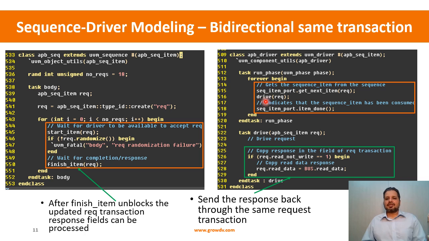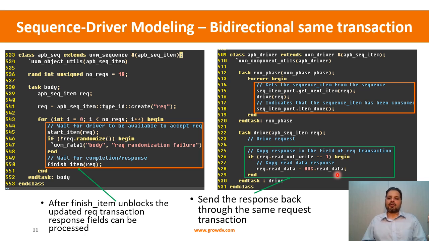What happens is in the driver, when we call the drive request, we get into this task and we drive the request onto the interface. After it is driven, if it is a read, not write, which indicates it was a read type of transaction, then within the same sequence item we also have a read data property to which we copy the bus.read data.